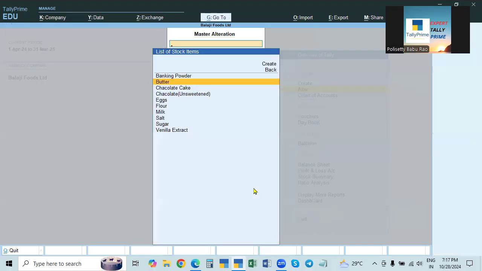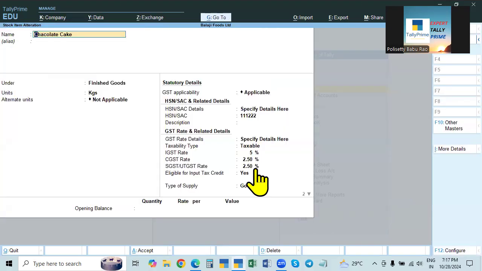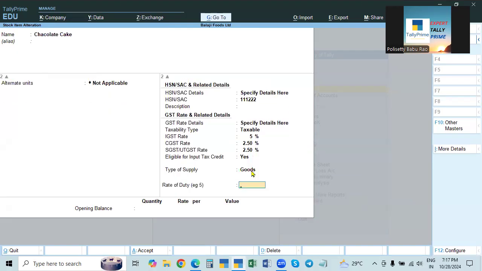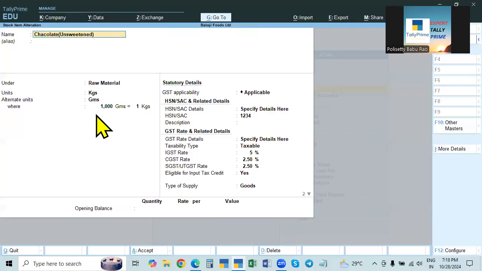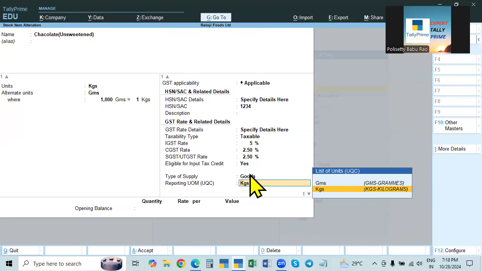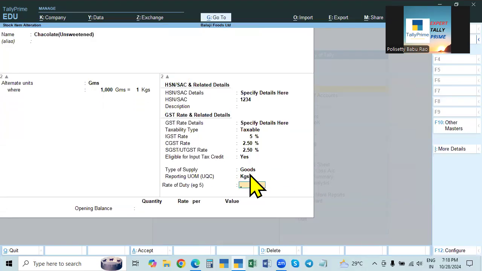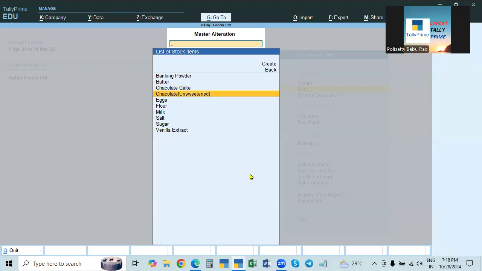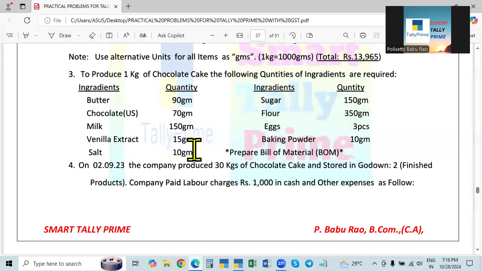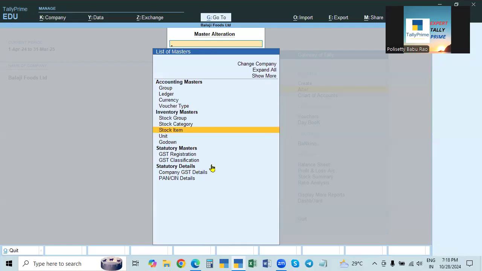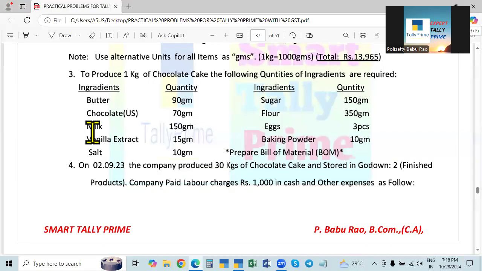Okay, and here also chocolate items. Here also it will take the rate of duty. This one you will take up, and after that you take goods and it will take the unit of reporting unit kg. So every unit. Then butter, then chocolate, and then we will go to the next one, which is milk.